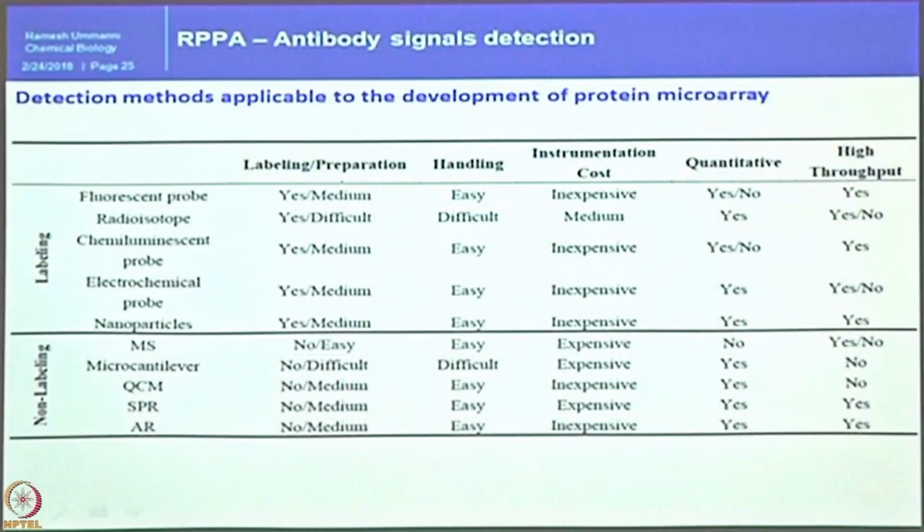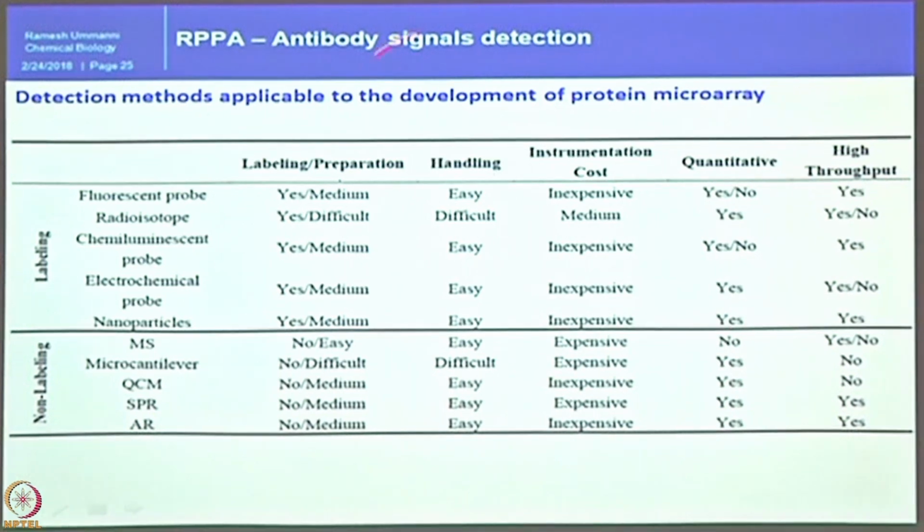There are different methods applicable to the development of protein microarrays. There are again non-labeling and labeling approaches. I don't want to explain more about the labeling and non-labeling methods and the differences between these two, you can simply go through here and you can already see that labeling methods have little less usefulness in the RPPA approach than the non-labeling approach. Nowadays some people are using surface plasmon resonance as well.